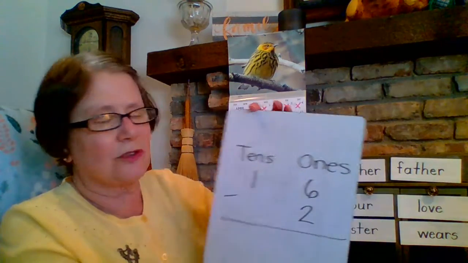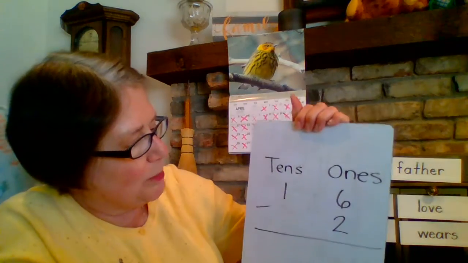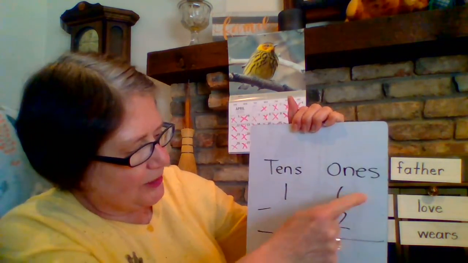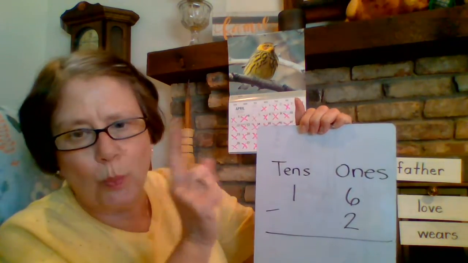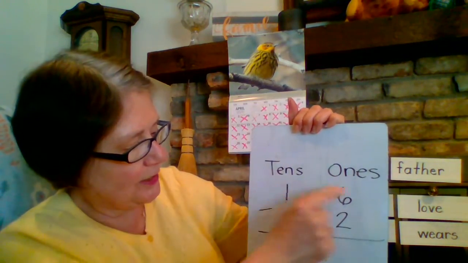The easiest way to show that to you is on my whiteboard here. Tens and ones. The number is 16 minus 2. So in the number 16, there's 1 ten and there's 6 ones. 16. Now you're going to take away 2 ones. So it has to be in the ones column. Now, you always start with the ones, and you're going to do the simple problem of 6 minus 2.